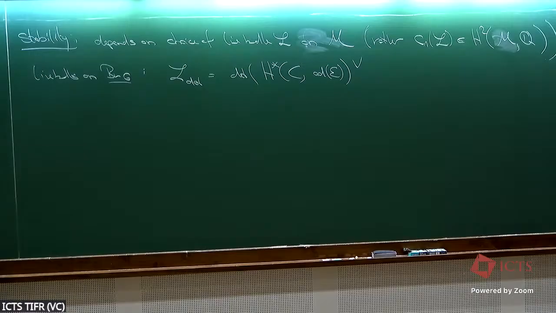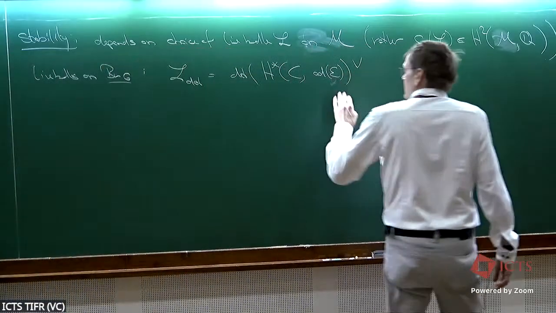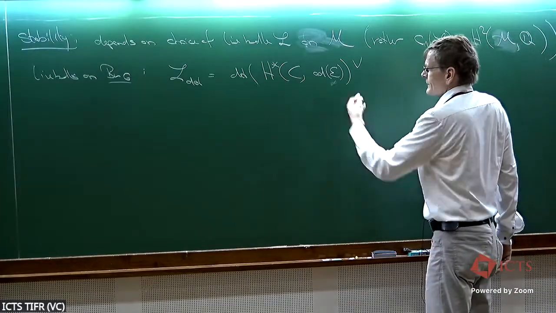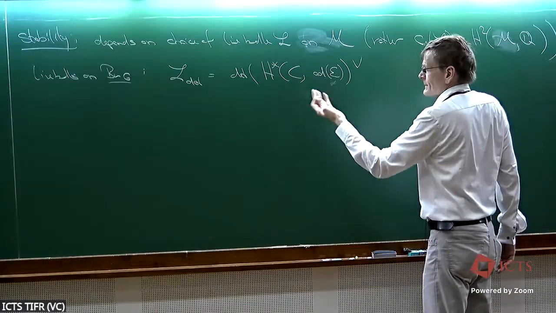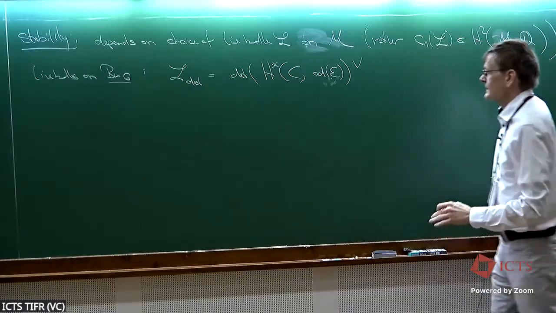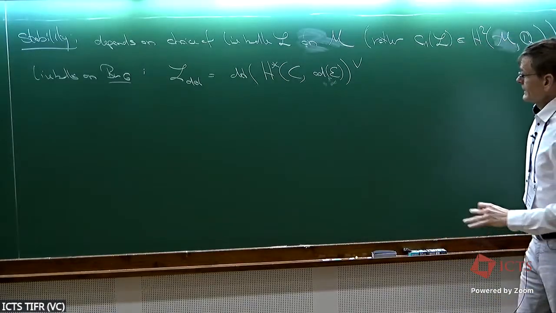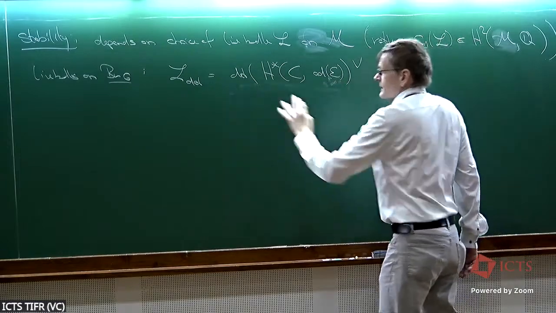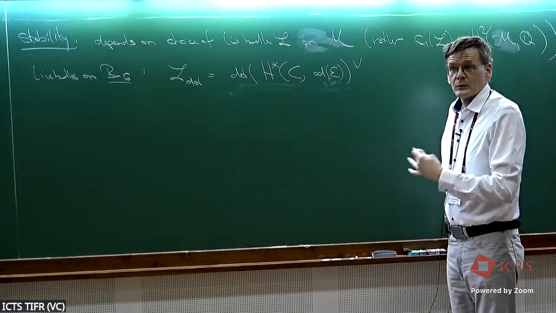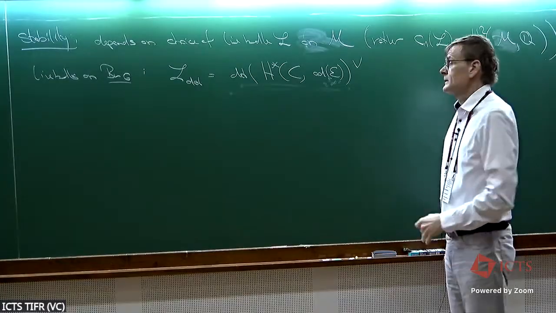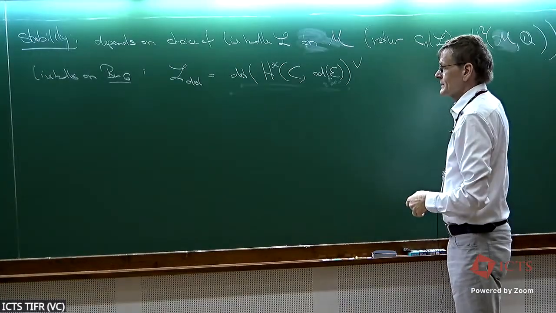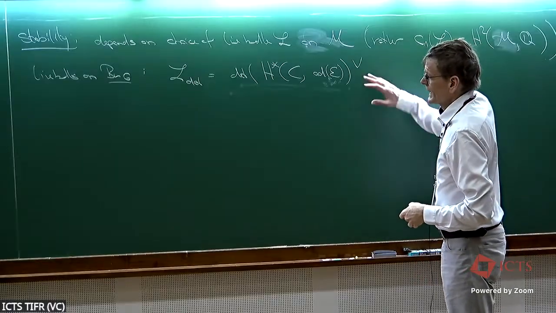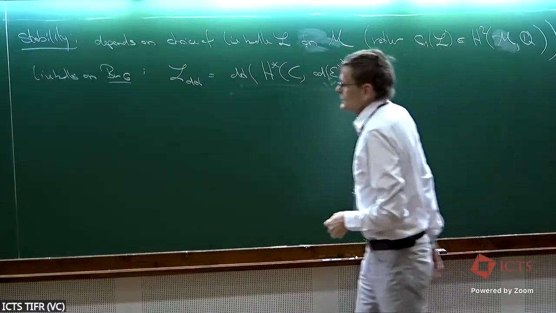So if you give me a principal bundle E, how do I make a one-dimensional vector space out of it? Well, I take the cohomology of the adjoint bundle, some associated vector bundle. The adjoint bundle is the only natural choice I can think of. And I take the determinant of this cohomology vector space, and I get a one-dimensional vector space. And for some reason, I have to take the dual to make this positive. So that's one choice.